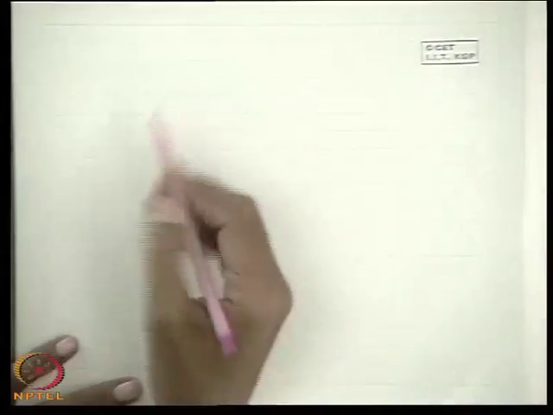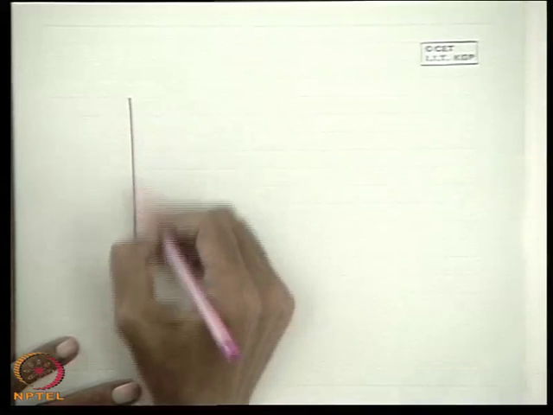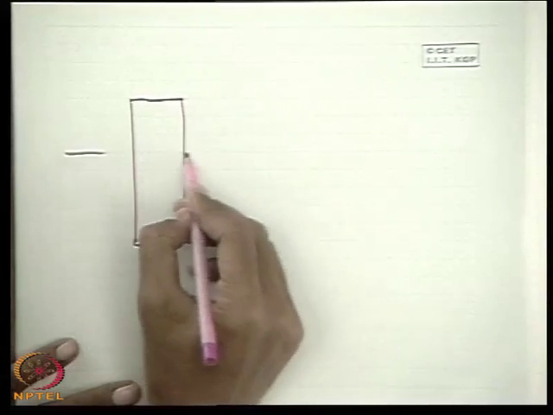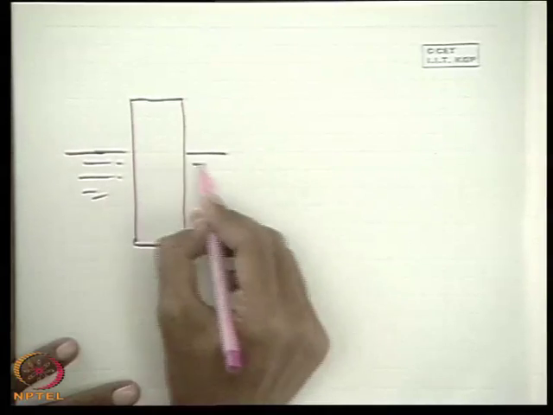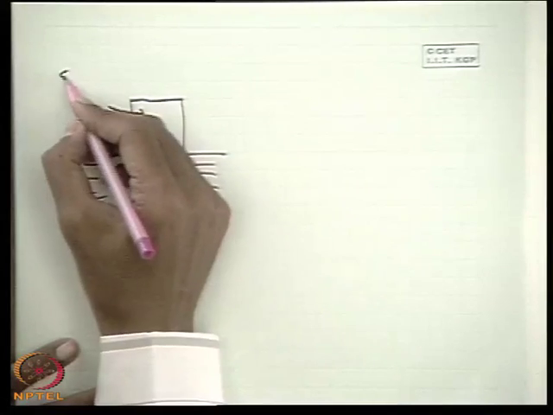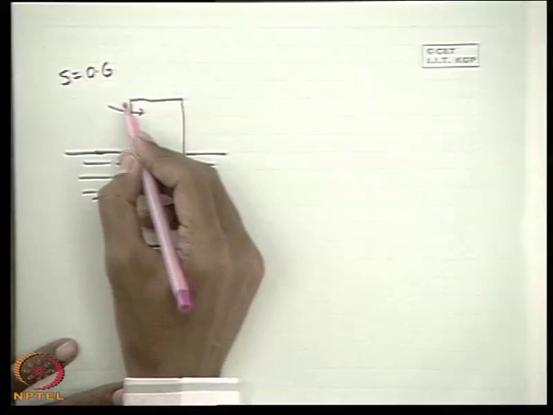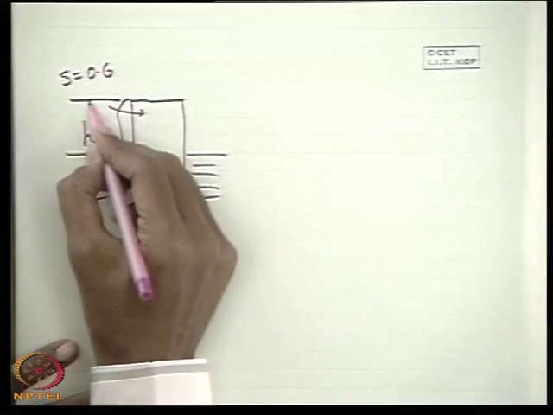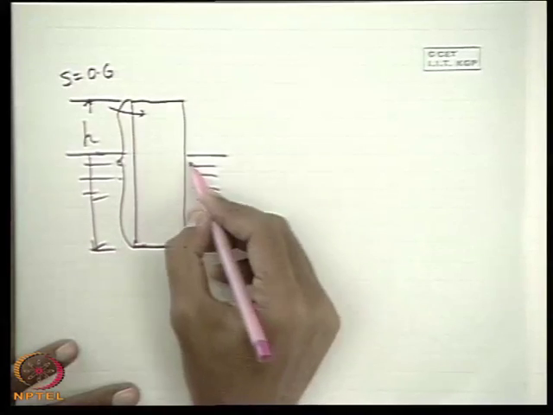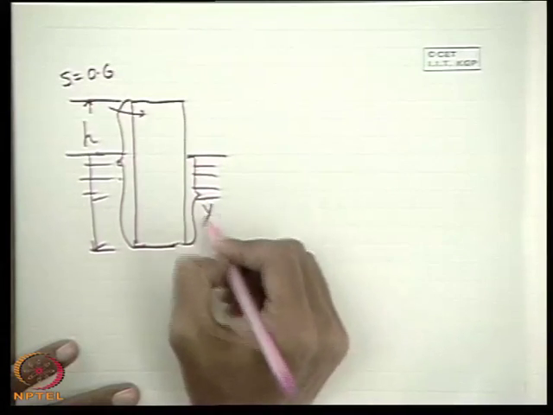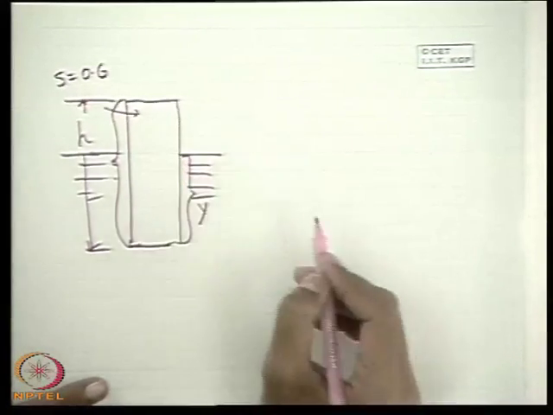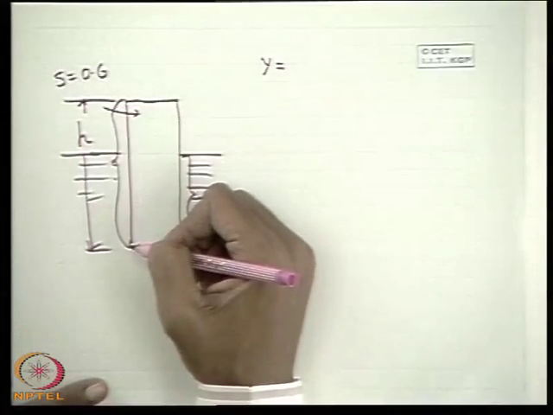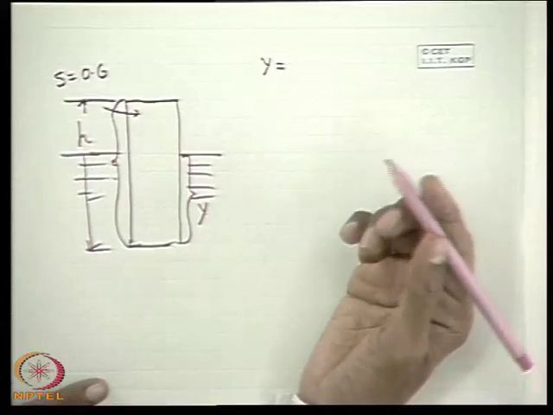Now, consider a wooden cylinder floating in equilibrium. S, the specific gravity, is 0.6. Let us consider the height of the wooden cylinder as h. So if the height of the floating part is y, what will be the value of y? The height of the floating part, y, will be how much of h? This is class 9 level.